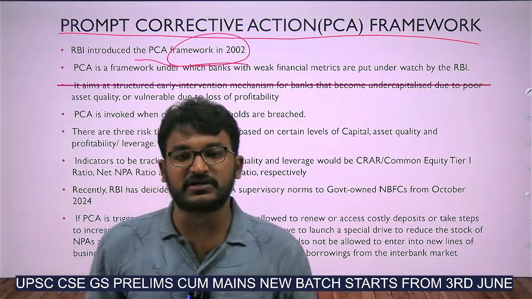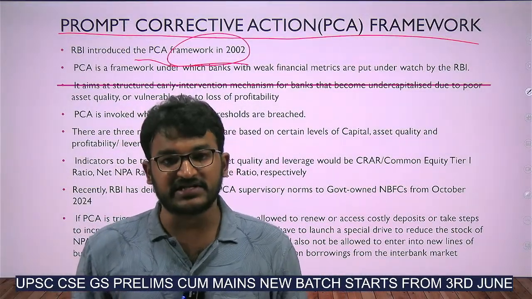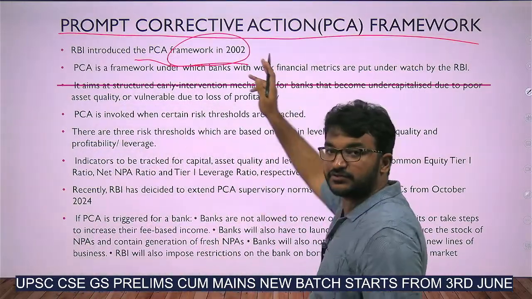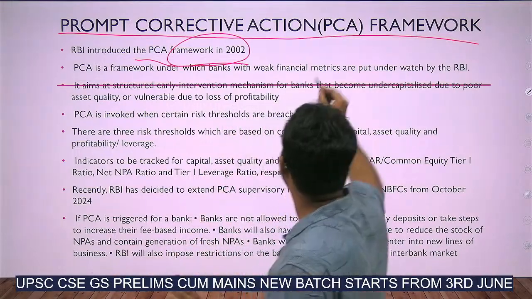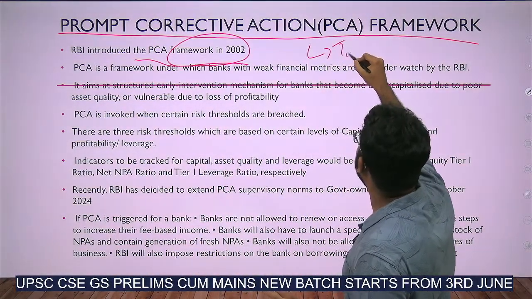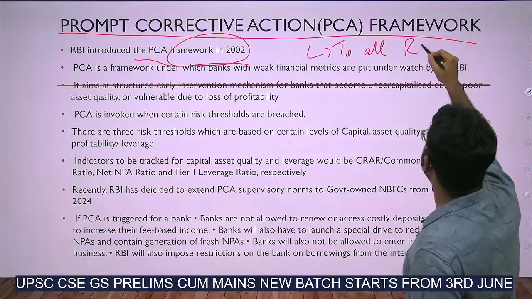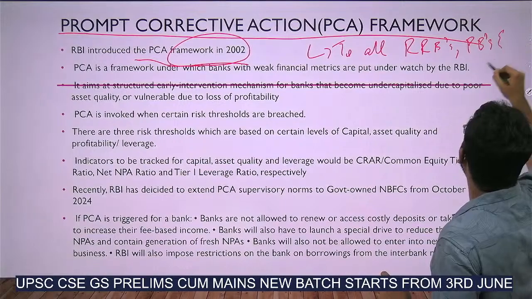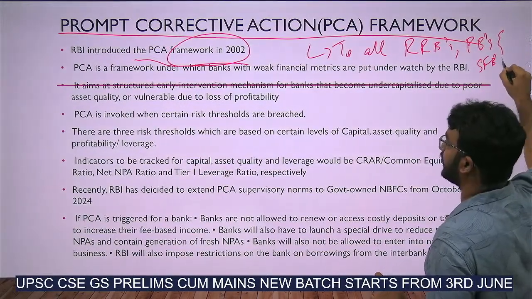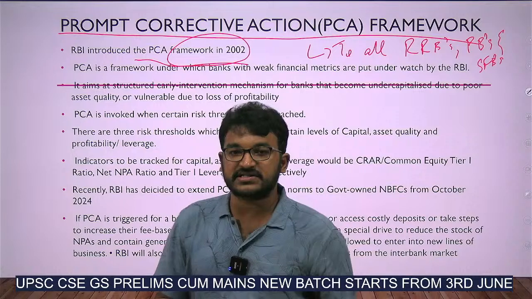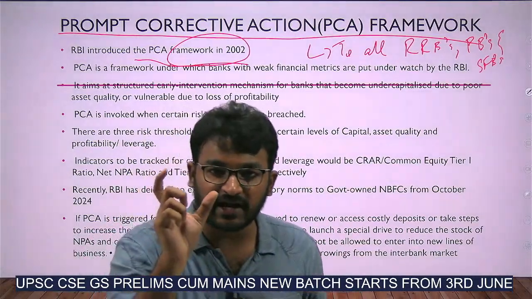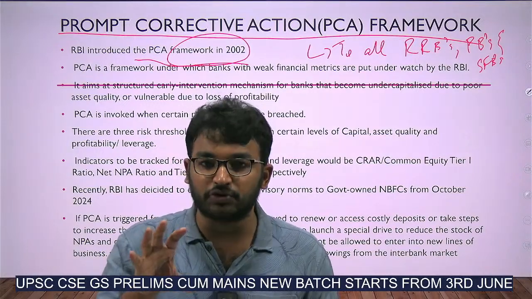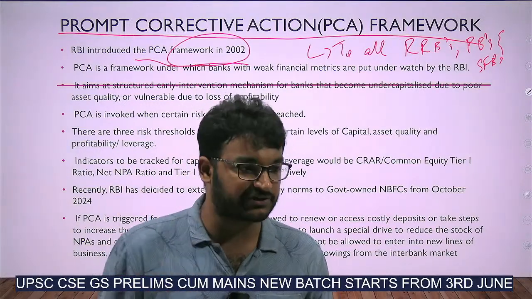Now the PCA framework is applicable to all except regional rural banks, payment banks and small finance banks. Prompt corrective action is applicable to all except RRBs, payment banks and small finance banks. And as I told you earlier, there are some specific parameters. Based on those parameters, RBI decides which banks must be kept under this prompt corrective action.